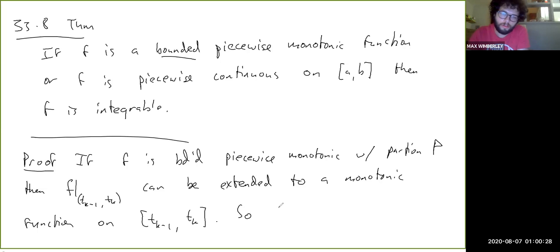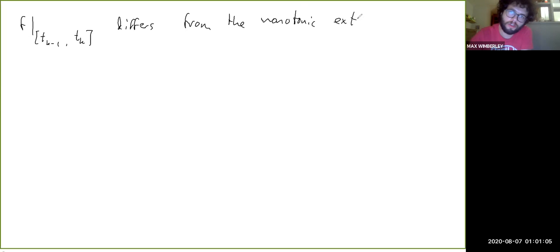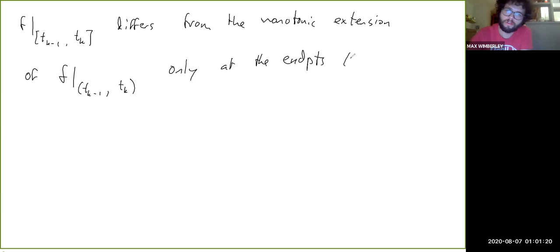So since f itself restricted to the closed interval differs. I'm gonna have to move to a new page. So f restricted to the closed interval differs from the monotonic extension of f restricted to the open interval only at the endpoints, if at all.